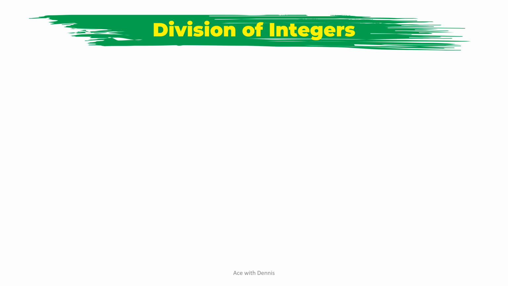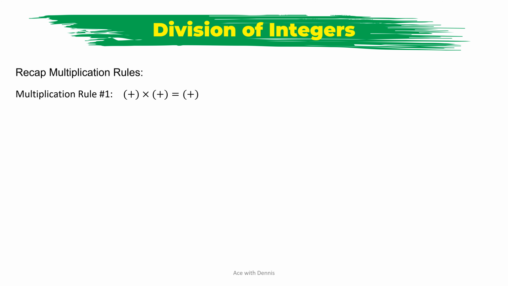Division of integers. Let's recap multiplication rules, as division rules are related to multiplication rules. Multiplication rule number 1. A positive number times a positive number will give us a positive number. Therefore, division rule number 1 is a positive number divided by a positive number will give us a positive number.